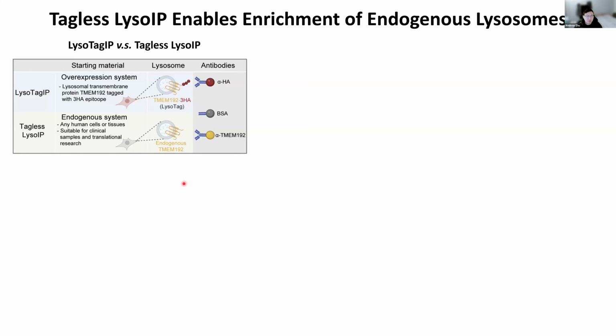But that's not applicable to clinical samples because we cannot do genetic engineering in patients. So we recently developed the tagless lyso-IP, which uses an antibody that specifically recognizes the endogenous lysosomal membrane protein TMEM192. That antibody is conjugated to magnetic beads, so we can directly enrich endogenous lysosomes from clinical samples, including human cells and tissues.